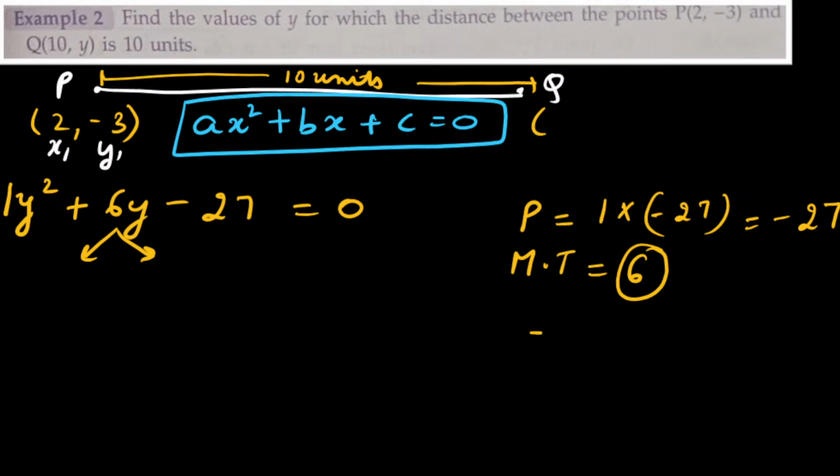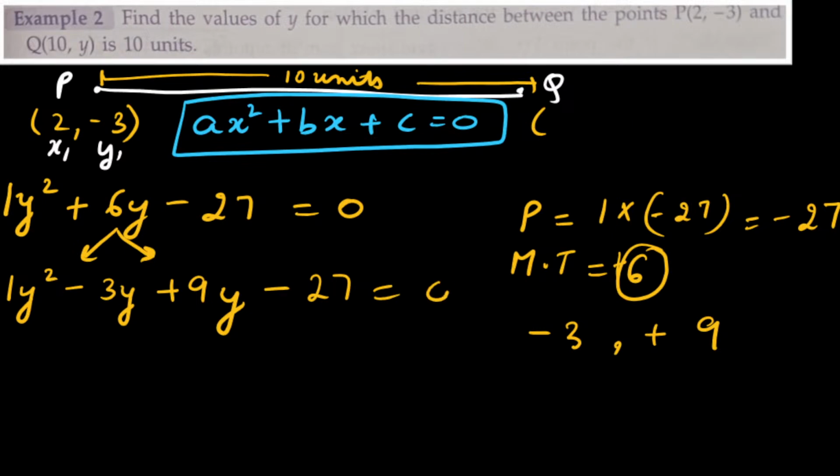Yes, minus 3 and positive 9. Minus 3 and positive 9 we can choose, because when we multiply these two, we'll get negative 27. When we add, we'll get positive 6. So these are the factors I'll be writing. y square minus 3y plus 9y, so 6y we split in this way, minus 27 is equal to 0.